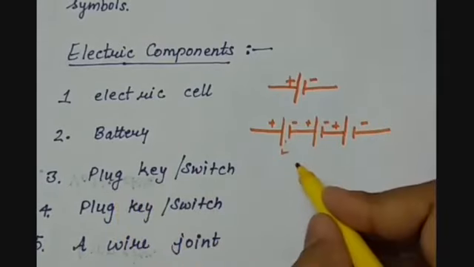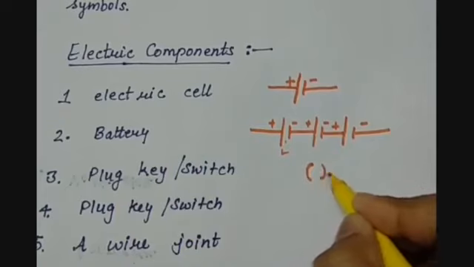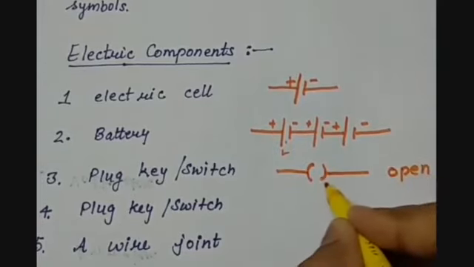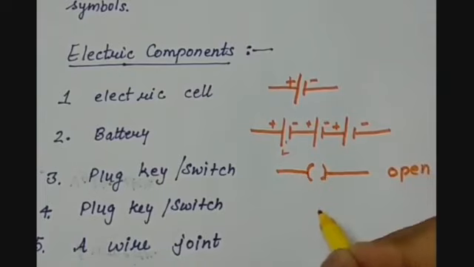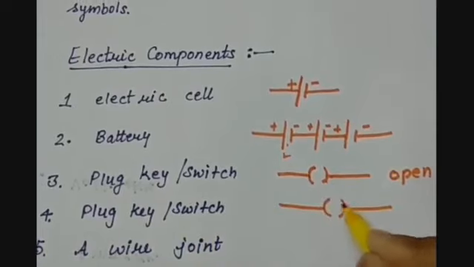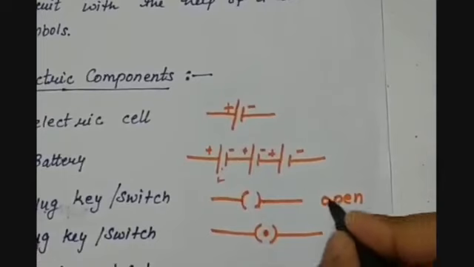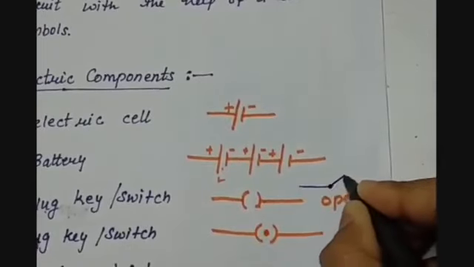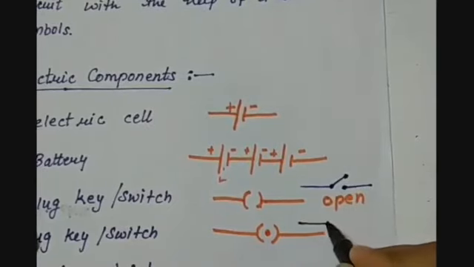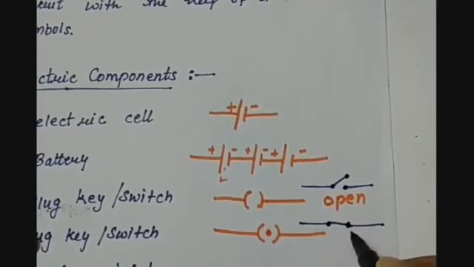Plug key. Plug key or a switch is represented by this symbol. But this is open. That means no current will flow when the plug key or switch is in this condition. Plug key or switch, when they are closed, this will be the symbol. You can have one more symbol for switch. You can draw it like this is open and this is closed one.